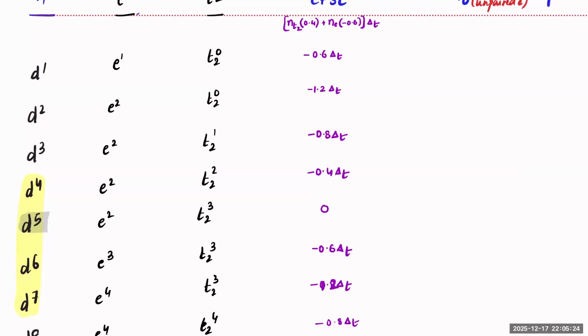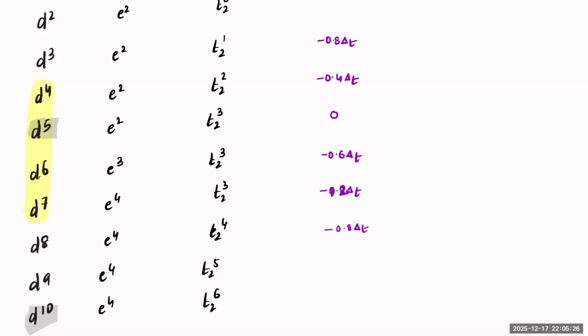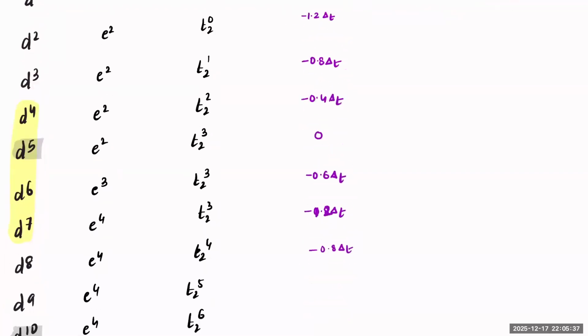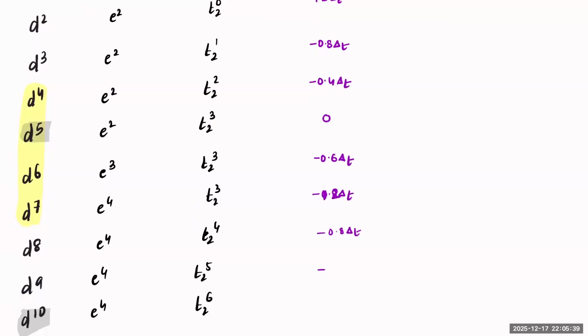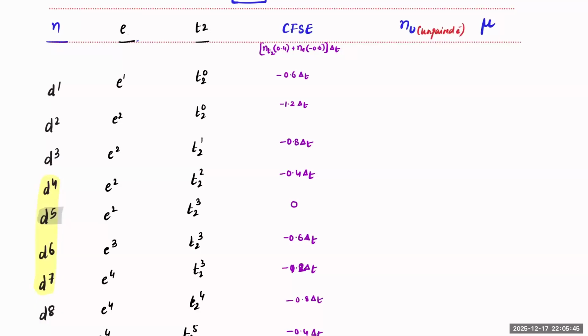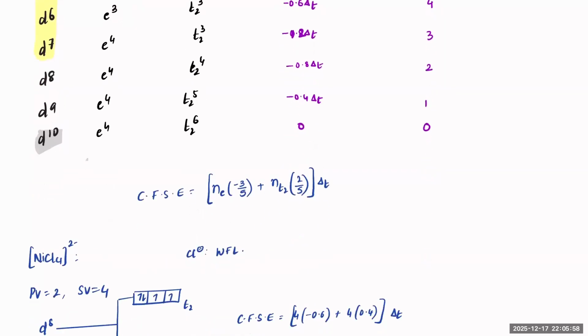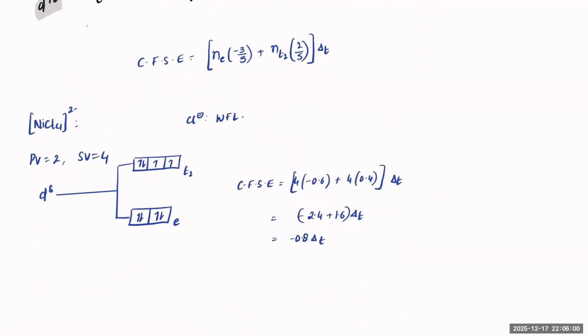Right. Next, you can see D9. D9, how much will you have? Because T2G is 5 this time, 20 and 24. So 0.4 delta T, and lastly 0. And number of unpaired electrons here is 1, 2, 3, 4, 5, and here we'll have 4. 3, 2, 1, 0. Done. All good?